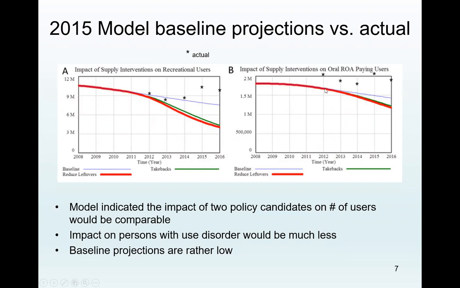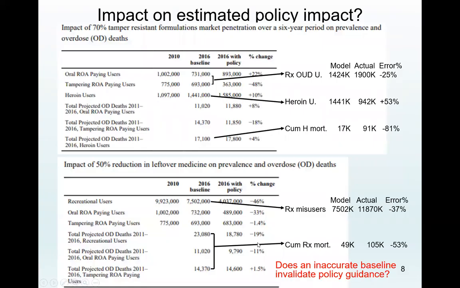In fact, this data point came in and immediately it said there's something else going on. But it did say what the policy implications were: that these two interventions, one on the supply, the drug takebacks, and the other on reducing leftovers at the end of prescriptions, would have fairly similar impacts. So that was a policy insight. It also showed that the impact on persons with use disorder would be much smaller. Their needs are greater, so to speak. And our baseline projections, clearly, as you can see here, weren't very good. So that's the first one.